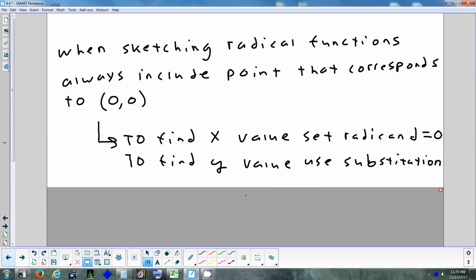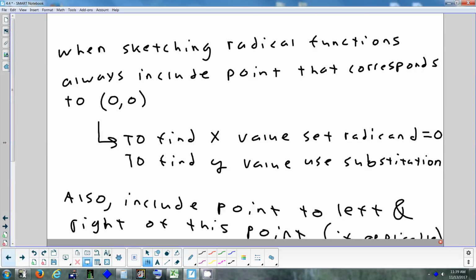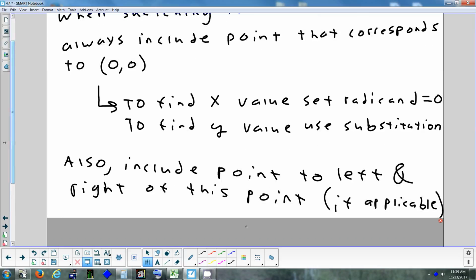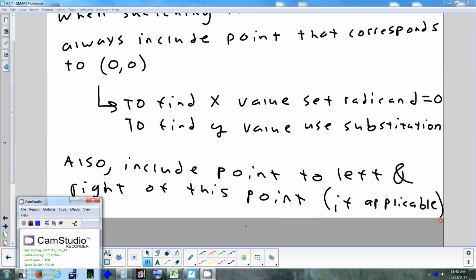Okay, now at this step, you're going to have your start/center point, depending on what kind of root you're working with. Now we're going to use the graphing calculator, specifically the table, to get some more points. Now, I said includes points to the left and the right, if applicable. Okay, so why? Why if applicable? How come you don't always check points on each side of your graph?